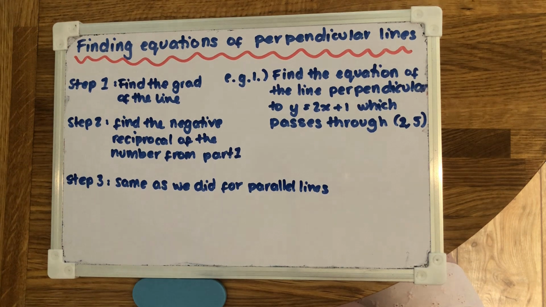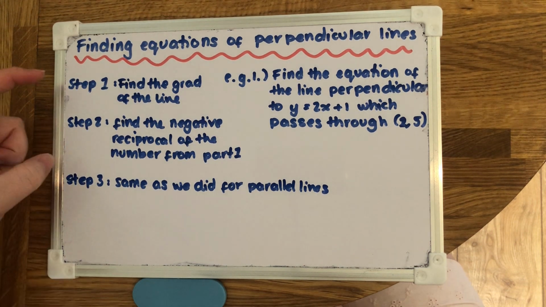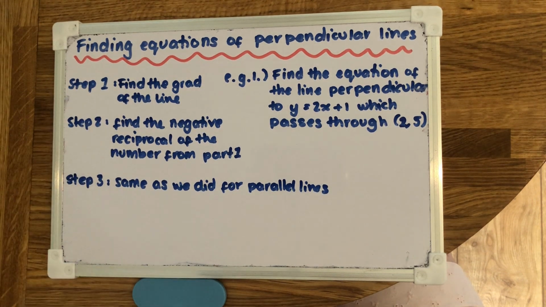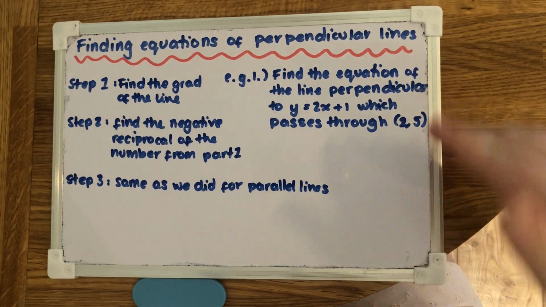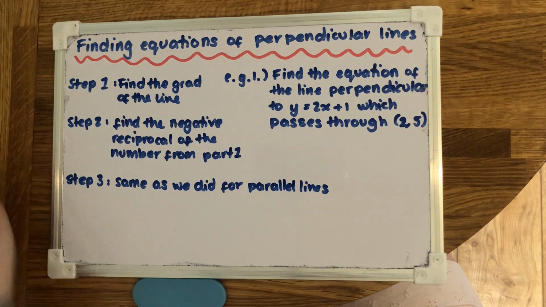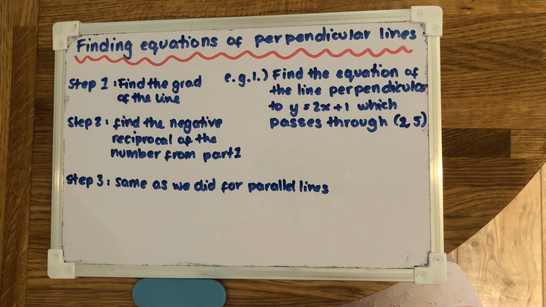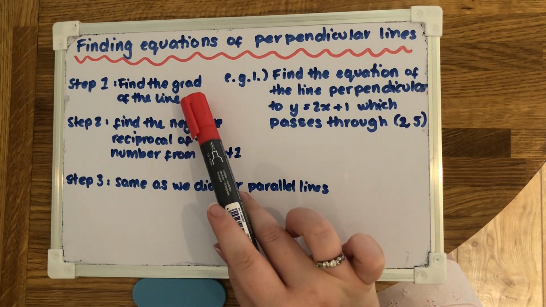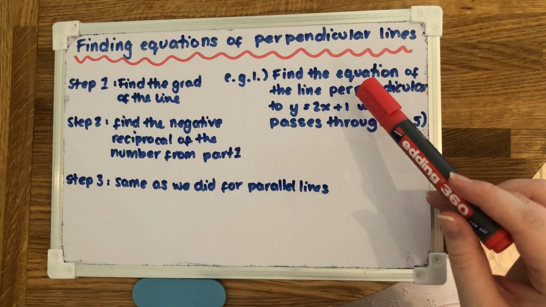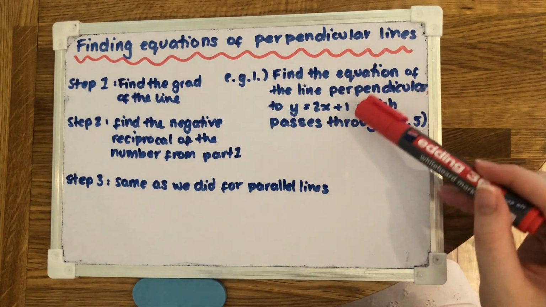Now it's a very similar method to what we've done before with parallel lines. The only difference is that there are a couple of extra steps at the beginning, which is what I've written here. I will go through them, and at the same time I'll start answering the question. So step one is that we need to work out the gradient of the line that's given. So we're given this line here.